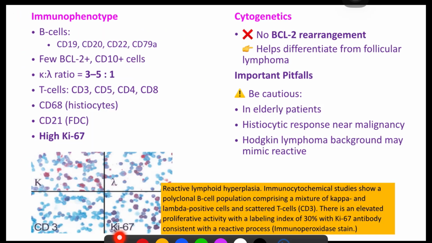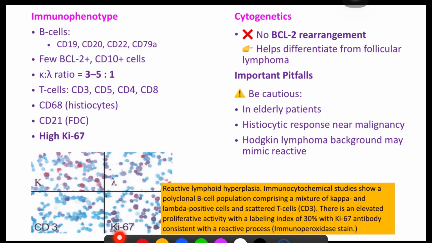Now immunophenotype: if we see, these cells are CD19, 20, 22, CD79A B cell positive, with few BCL2 and CD10 positive cells present. Kappa and lambda ratio is generally 3 to 5:1, and T cell positivity is shown by CD3, 5, 4 and 8. Histiocytes are positive for CD68 and follicular dendritic cells are CD21.